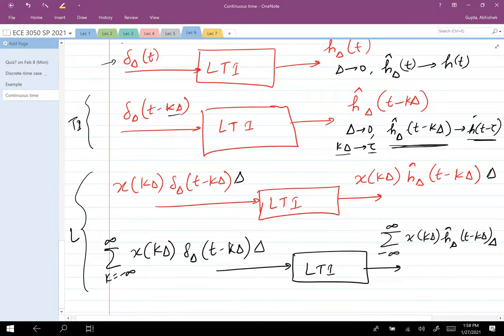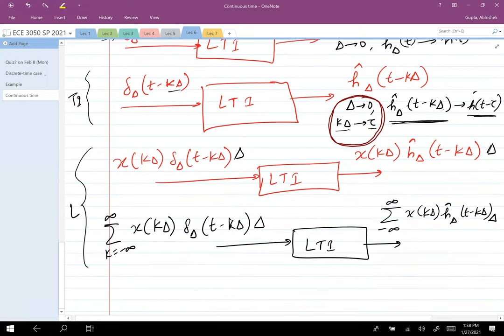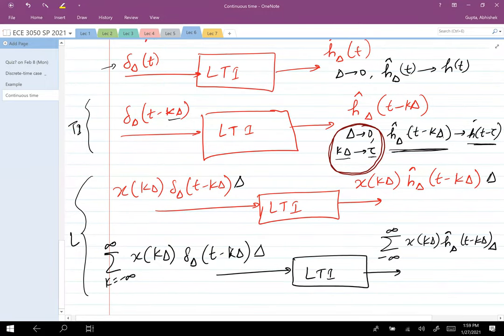And now our goal is to take this limit. Delta goes to zero, k delta goes to tau. And then this summation will turn into an integral. Okay, so any questions so far?